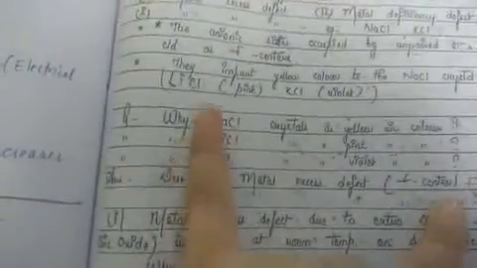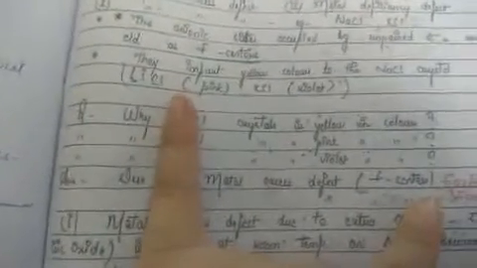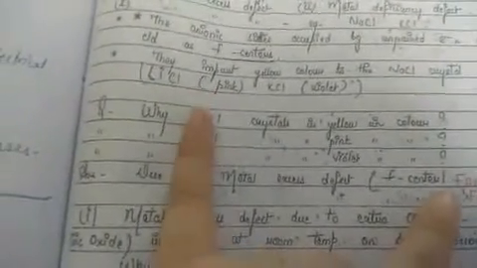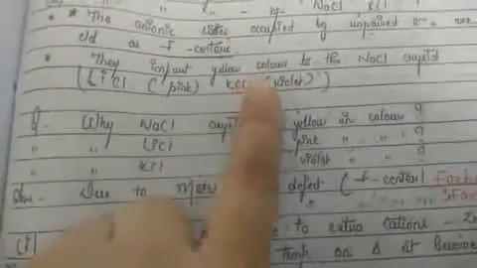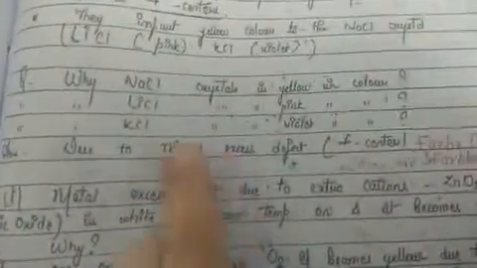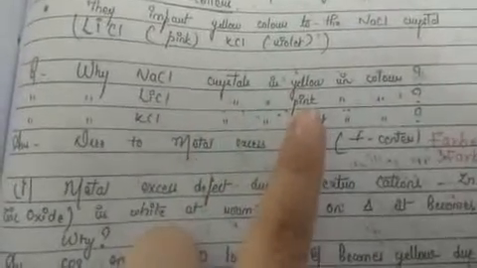Now we see what kind of questions can be drafted out of it. This kind of defect imparts colors to different crystals. As I told you, this defect is found in LiCl, KCl and NaCl. So due to the presence of F center, NaCl is yellow in color, LiCl is pink and KCl is violet in color. So in board exam, questions are asked like why NaCl crystal is yellow in color.